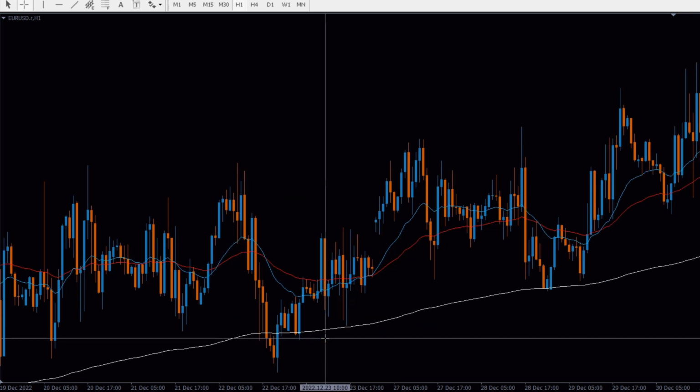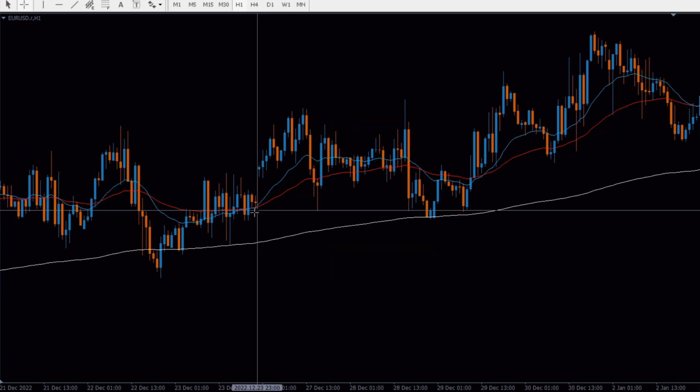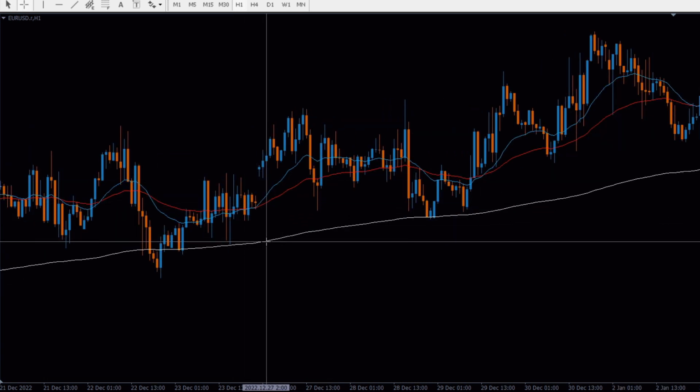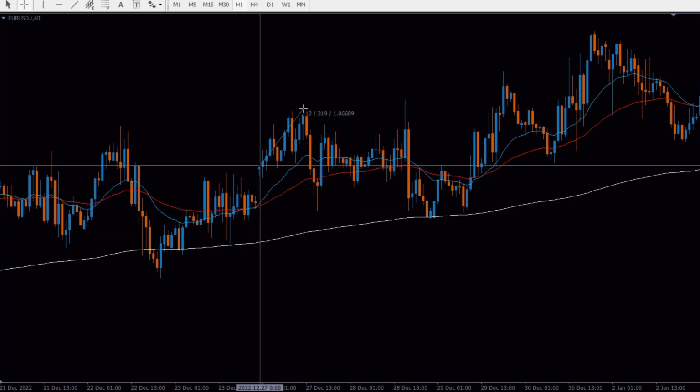So this would be a trade of about 13 pips. Over here we have another one, the price is above the 250 line. We see a cross over here, and this is a winner of about 30 pips. So this is the moving average crossover strategy.